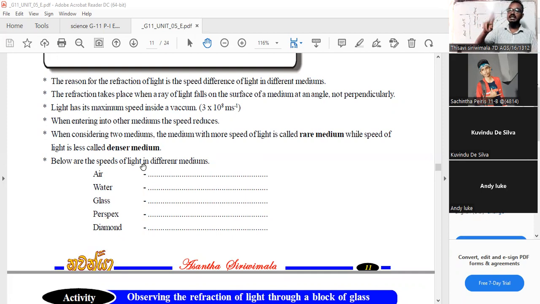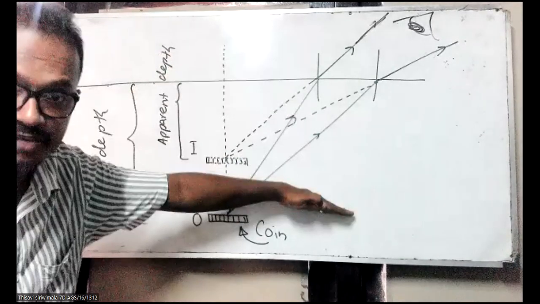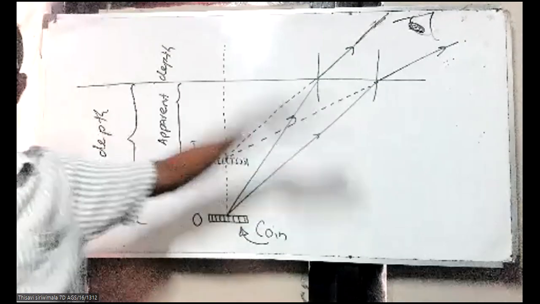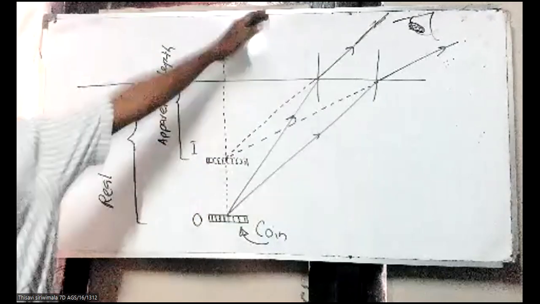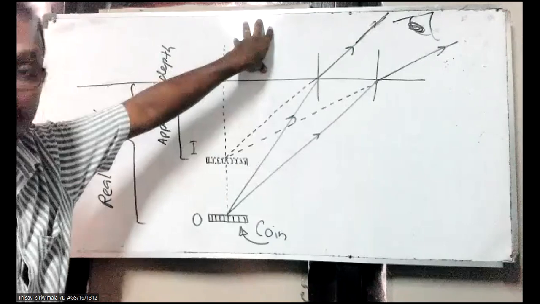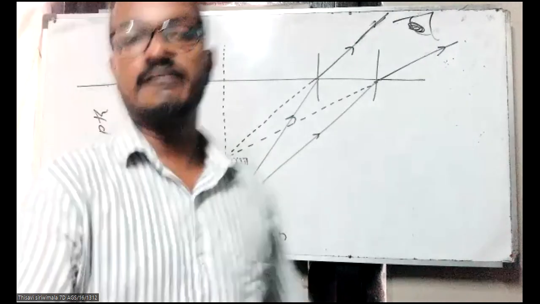When we consider any two mediums, like in this case water and air, the medium where the light speed is more is called the rare medium. In this case, air is considered the rare medium because the speed of light in air is greater than in water. So this is the rare medium and this is the dense medium, because in water the speed of light has a lesser value. There is a speed difference. The place with more speed is the rare medium, and the place with low speed is the denser medium. That is how it is decided.